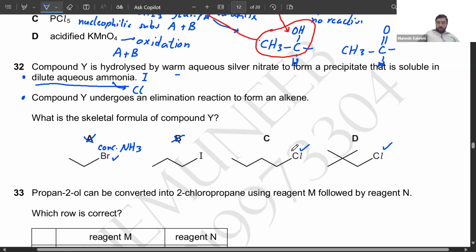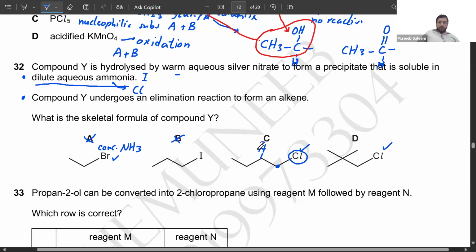Now we have to decide which of these two will give the elimination reaction. Elimination reaction means we have to eliminate the chlorine to make an alkene. We will not go for the removal of two hydrogen atoms to make alkene. Instead, we will see how this chlorine can be eliminated here. So chlorine will be eliminated from this carbon and the hydrogen will be eliminated from the adjacent carbon.